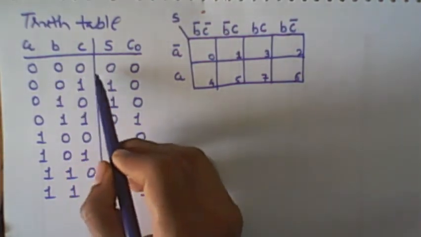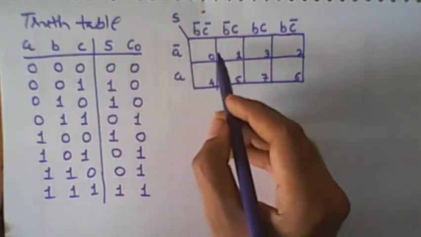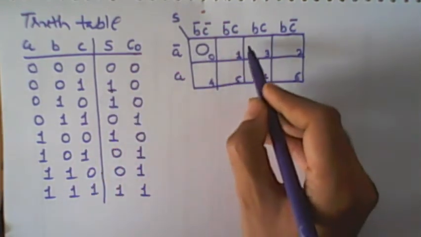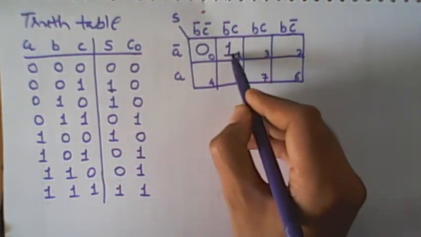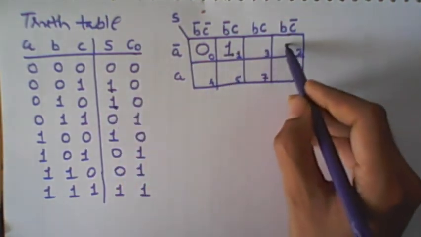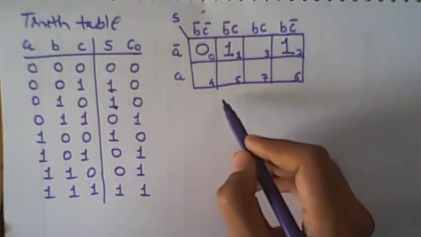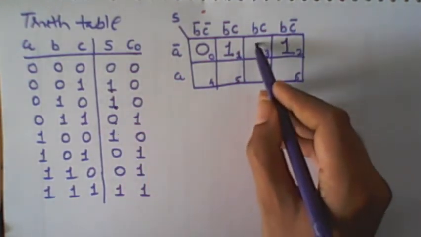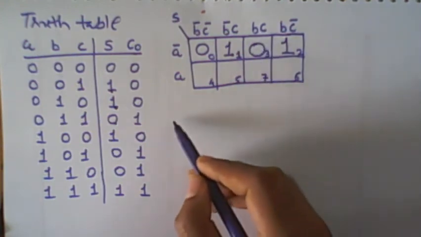So for min term 0, the sum bit is equal to 0. So here it is 0. For min term 1, the sum bit is 1. So here we have to put the 1. Here for min term 2, the sum bit is equal to 1. So in min term 2, we have to put 1. For min term 3, the sum bit is equal to 0. So here it is 0.